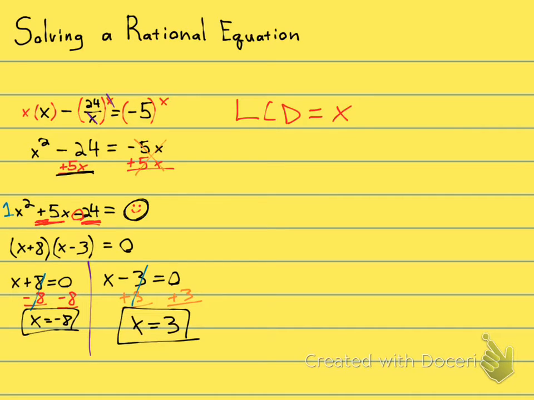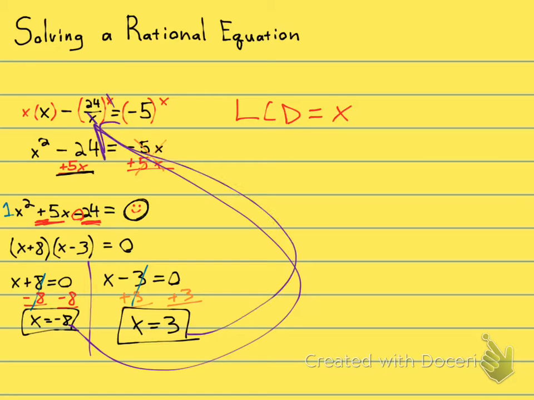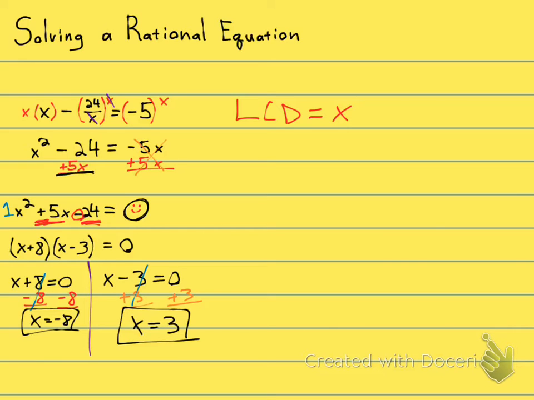I need to make sure that they do not give me a 0 in the original equation. So I would look at both of them. I wouldn't get a 0 in that denominator. I wouldn't get a 0 there. So I'm good. Both of these check out. They can't give you a 0 in the denominator. My only restriction here is if x equals 0. Right there.